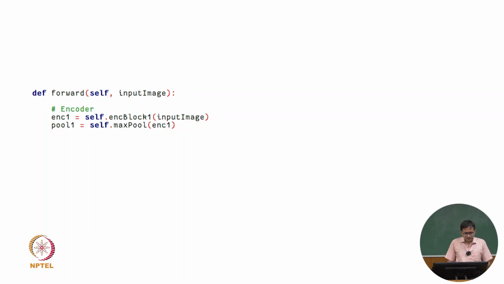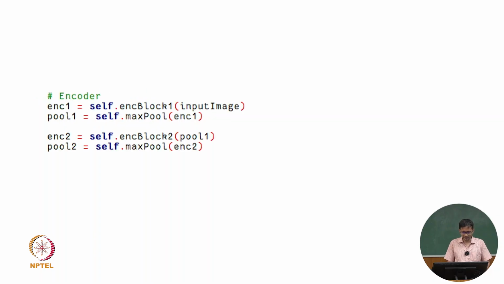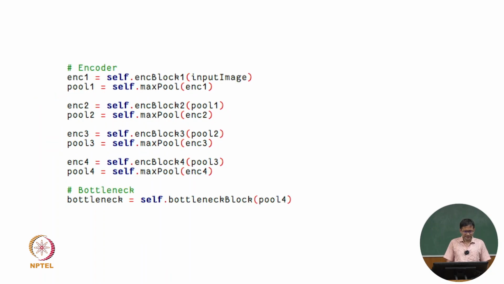At this point of time, we are trying to design an encoder. We had just one encoder-like block here, so let us add more encoder blocks. We have added one more encoder block, and in this way we can add a number of blocks. Let's say we have added four such blocks, and a bottleneck. So this completes our encoder part.